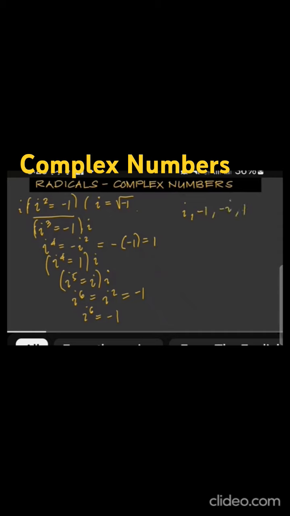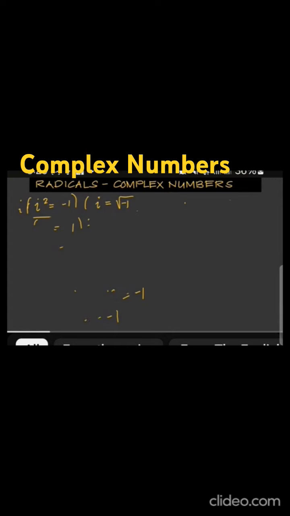As there are 4 different possible answers in this cycle, if we divide the exponent by 4 and consider the remainder, then we can simplify an exponent on i by learning these 4 values here. So we call this the cyclic property of powers of i. You write that down. Cyclic property of powers of i.